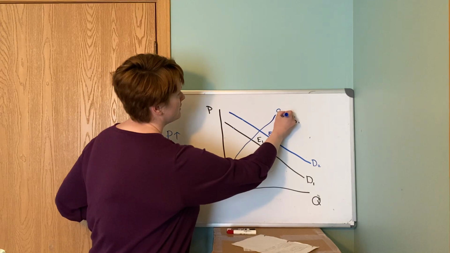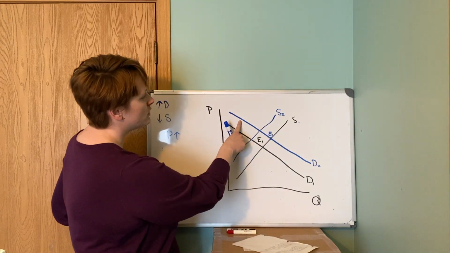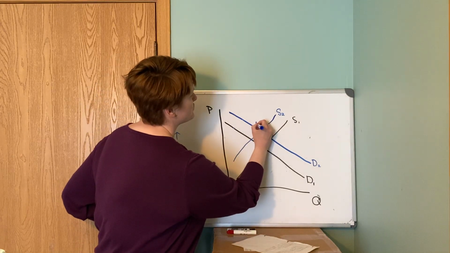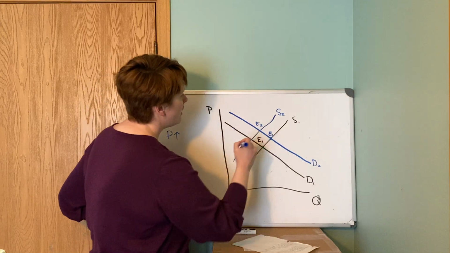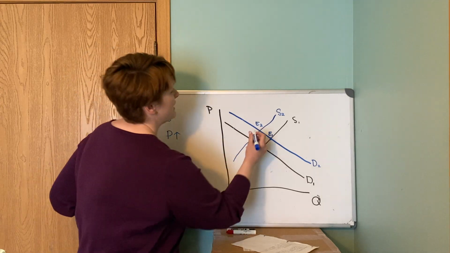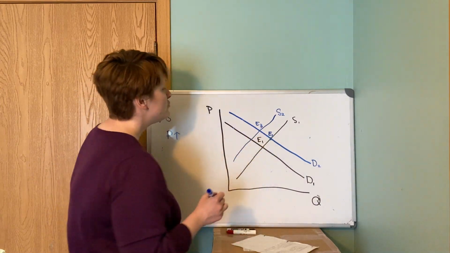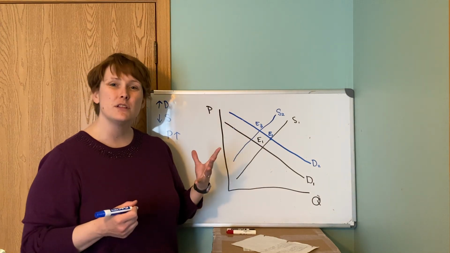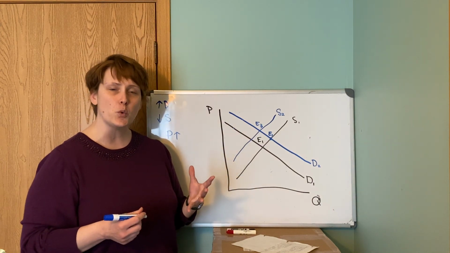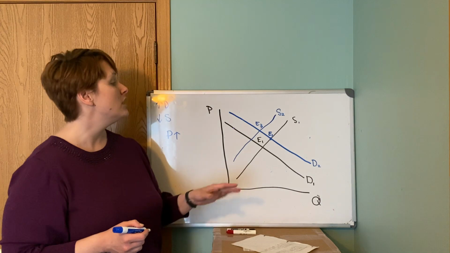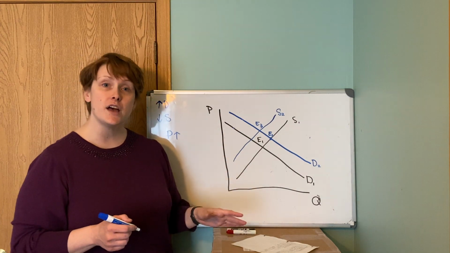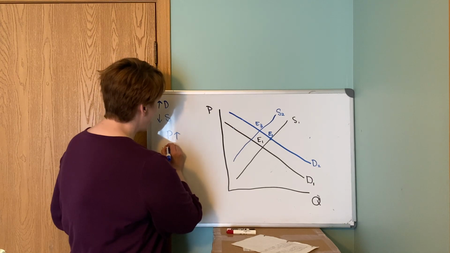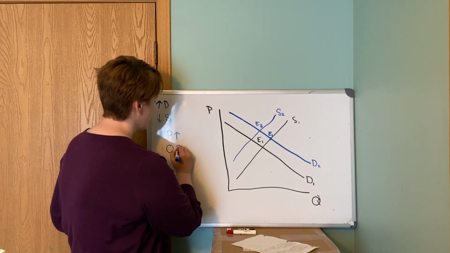S2. So now, instead of the equilibrium point being here, we have an equilibrium point that's stacked directly on top of our other one, E3, sorry. Directly on top of equilibrium 1. Again, we can't really tell where this is going to fall on our quantity. So because we do not know the extent of the shift, we cannot determine what happens to our quantity.